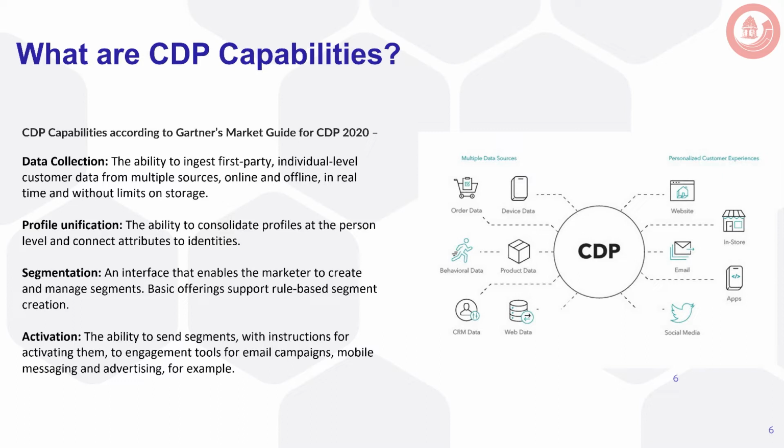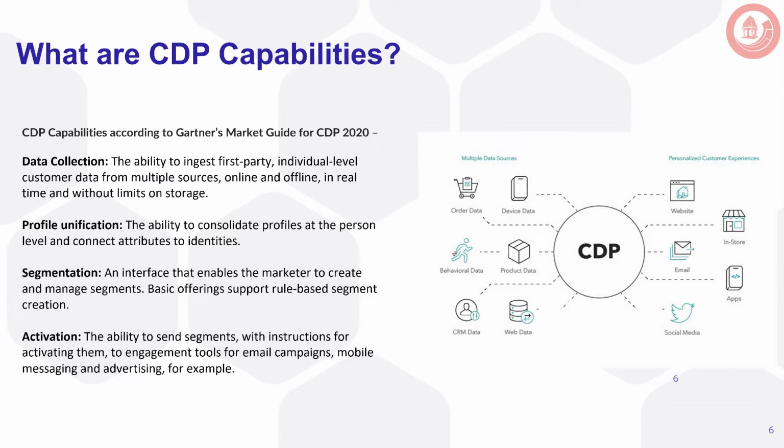The second one is profile unification, which we touched upon: the ability to consolidate profiles at the person level and connect attributes to identifiers or identities, and provide a 360-degree view of your customer. We'll get everything about your customer on one single dashboard.